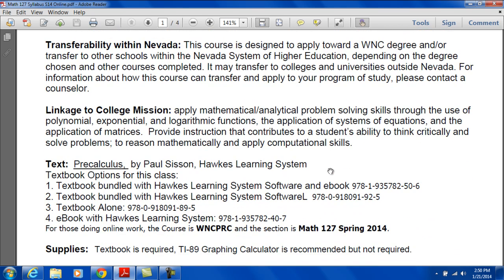Transferability within Nevada. This course is designed to apply toward a WNC degree and or transfer to other schools within the Nevada system of higher education, depending on the degree chosen and other courses completed. It may transfer to colleges and universities outside Nevada. For information about how this course can transfer and apply to your program of study, please contact a counselor.